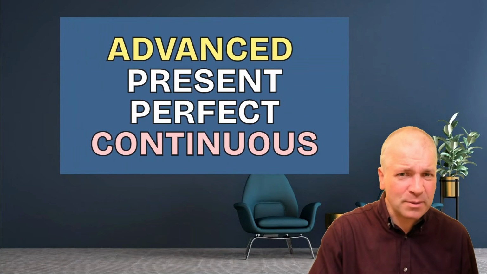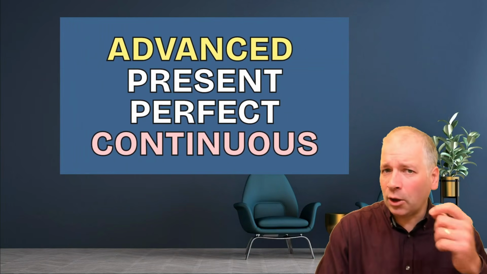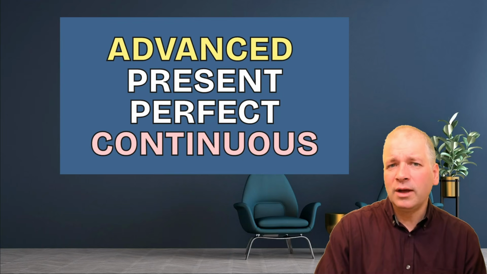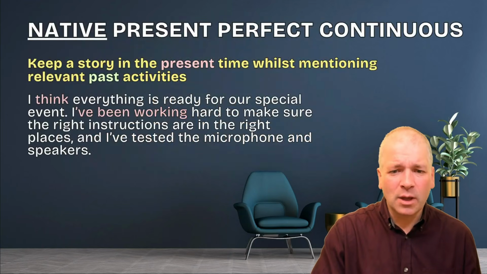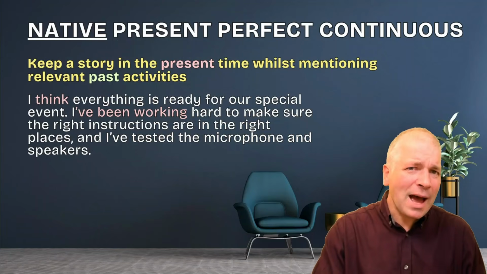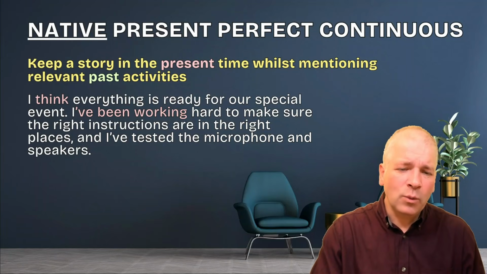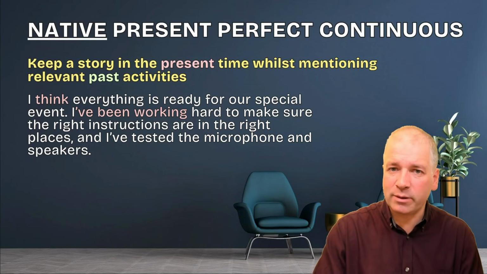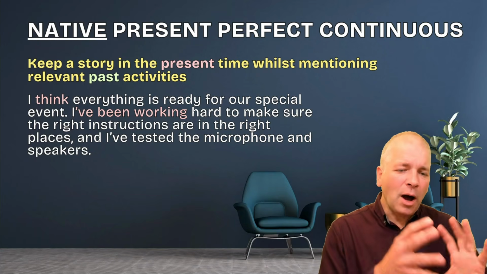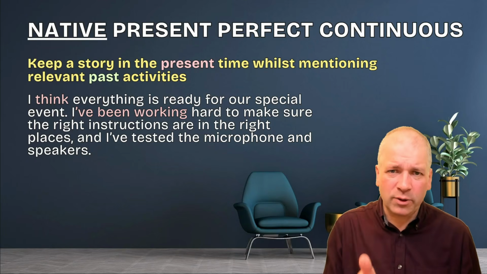Now for the present perfect continuous. Now, a lot of this is focusing on distinguishing between the simple and the continuous forms. But let's go back to this story, which was in present time, but mentioning past activities, because we can use the present perfect continuous when we bring in past activities, but keeping a story in the present time.